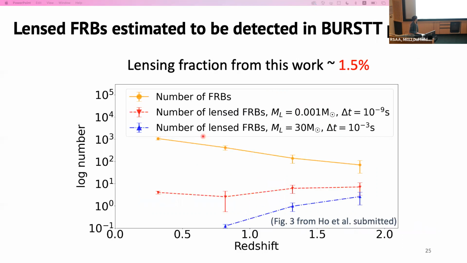So here are our results, which show the number of expected detections of fast radio bursts by BURST per year. So here we show 4 different redshift bins, and you can see that the orange one is total detection of FRBs, and the red one is the one for lensed FRBs in this parameter, which is the best parameter we can reach. And the blue one is the one for Munoz et al. parameters. So for this BURST 2048, actually the lensing fraction from this work is about 1.5% per year, which is quite a lot.